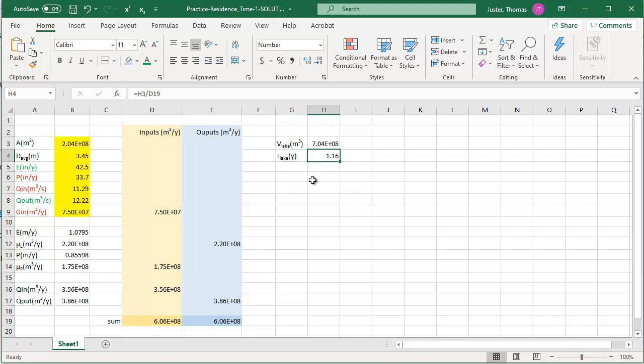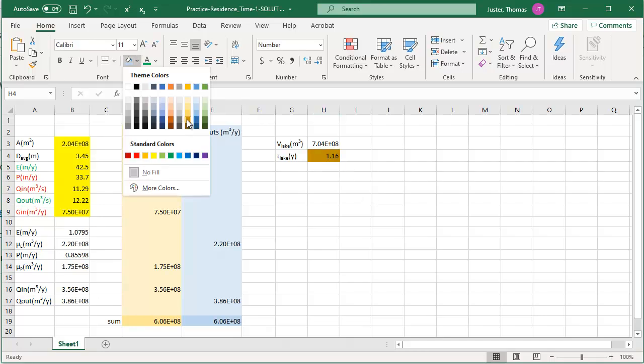And because the rate was in meters cubed per year, that's the time unit in the flux. Because the flux was in meters cubed per year, the residence time will be in years. If the flux was in cubic meters per day, then the residence time would be in days, but it was in meters cubed per year, so my answer, my residence time, is in years. And there it is, final answer.